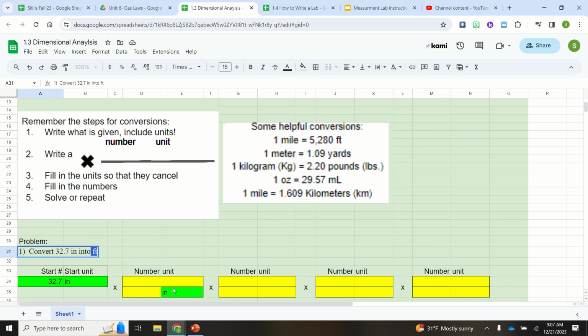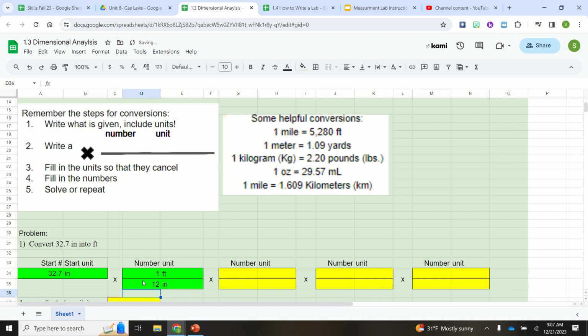You should know a conversion that goes straight from inches to feet, so we only need one. We don't have to do multiple. We filled in our units so they cancel. Now we fill in our numbers. There are 12 inches in 1 foot, so feet gets a 1 and inches gets 12.